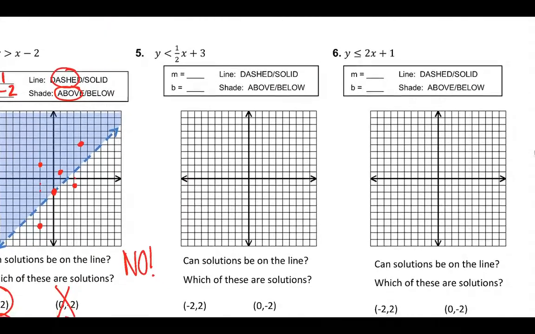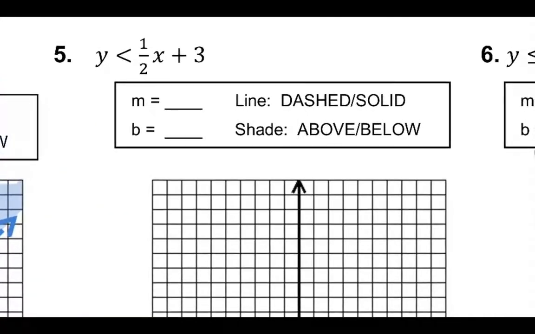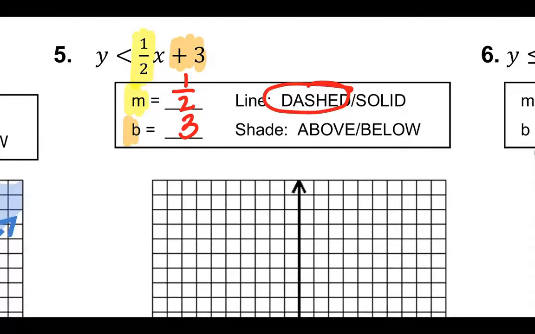This one, they don't give us the picture, so we're going to have to draw the picture ourselves. So again, my m is whatever's next to my x. In this case, it is 1/2, 1 over 2. My b is by itself. It's over here. It's a +3. The line is going to be dashed because there's no equal to. And I'm going to shade below because it's less than.